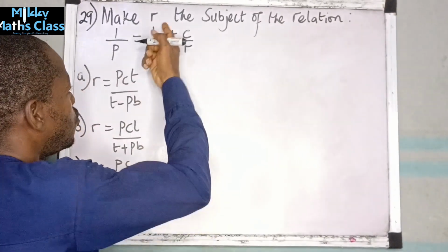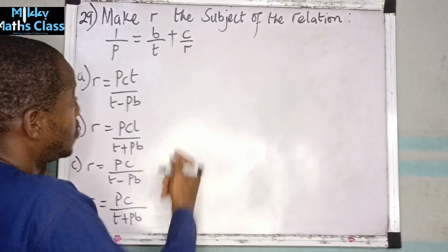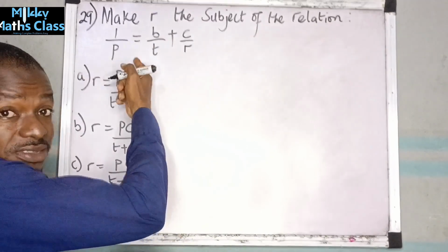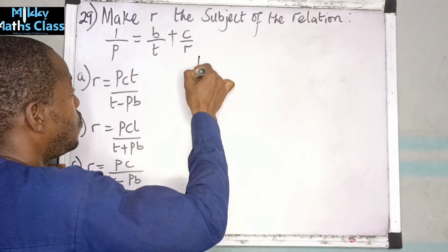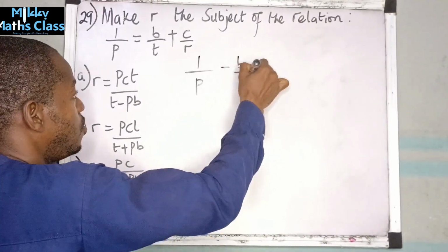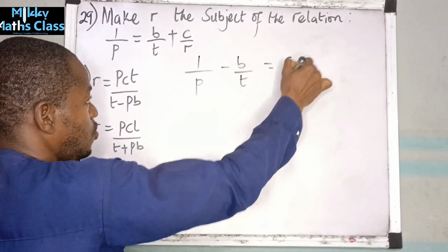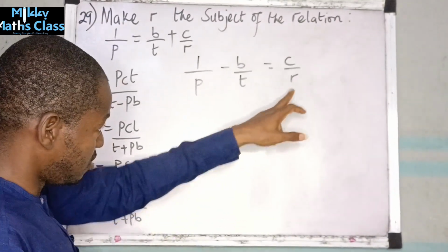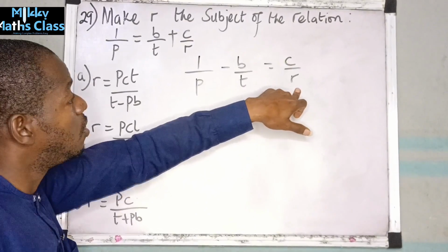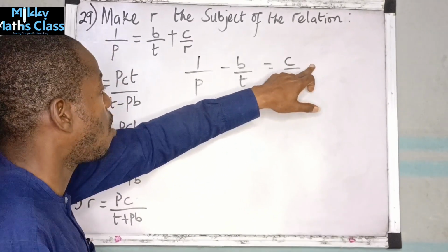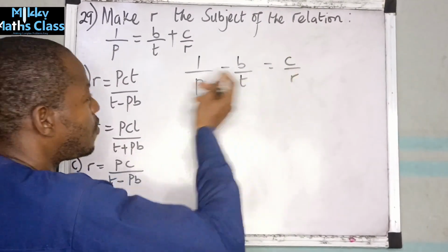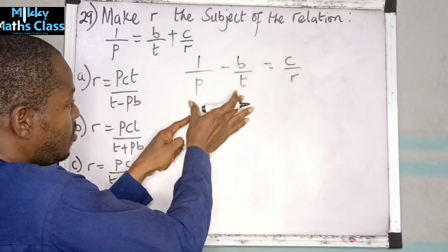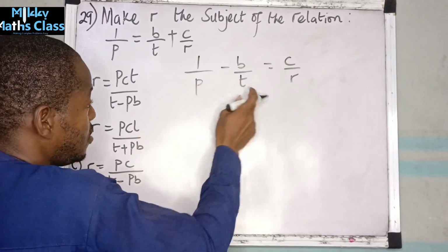The first thing we do, we take the LCM. You take the B to that side, bring the R to that side. So this is 1 over P minus B over T equals C over R. The next thing we do, the R we are seeing is what we want to make the subject of the formula. So we multiply both sides by 1 over R.